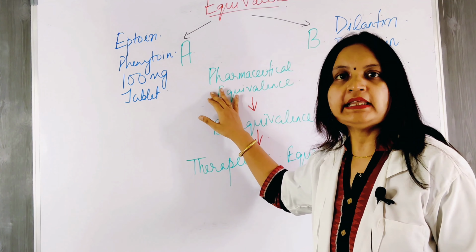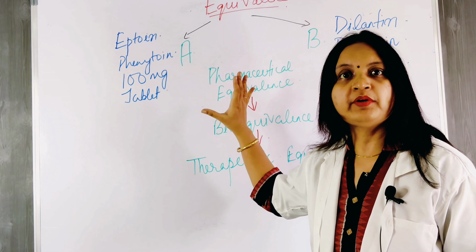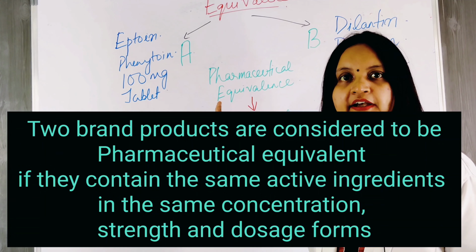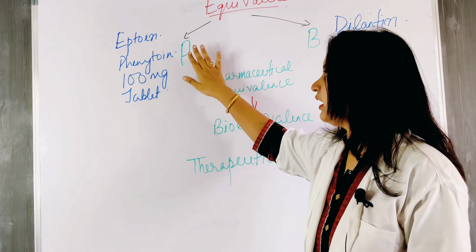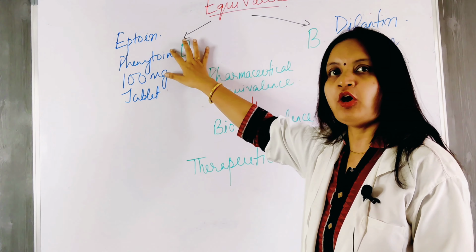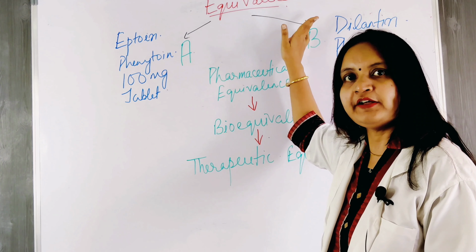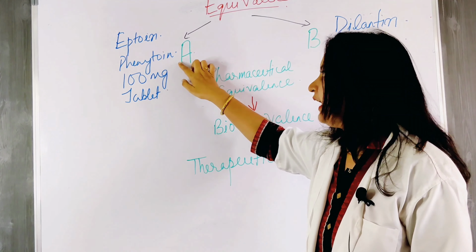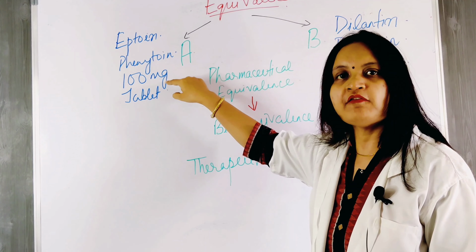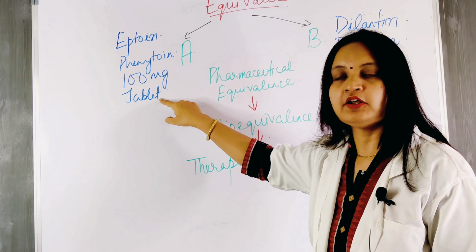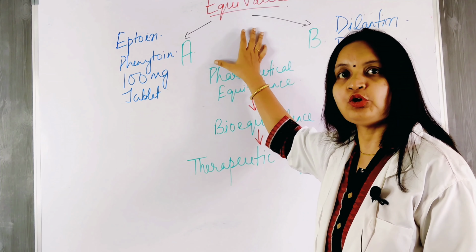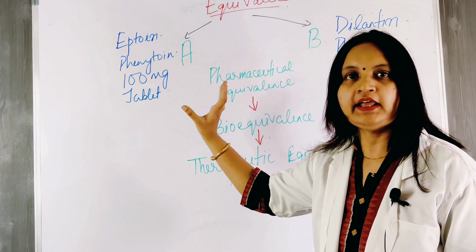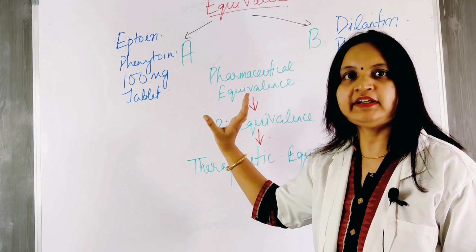So what is pharmaceutical equivalence? Two brand products are considered to be pharmaceutically equivalent if they contain the same active ingredient. For example, take two brand products A and B. A is Eptoin and B is Dilantin, which are two different brand products. Both A and B contain phenytoin as the active ingredient at a dose of 100 milligram and in the form of a tablet. So both A and B are considered to be pharmaceutically equivalent as they contain the same active ingredient, that is phenytoin, at a dose of 100 milligram in the form of a tablet.